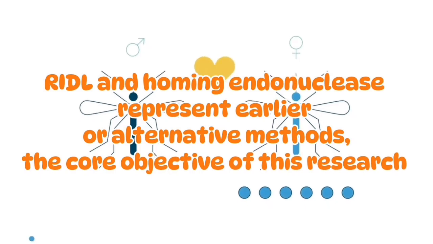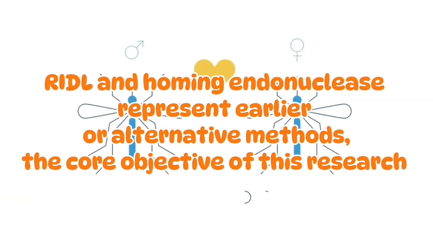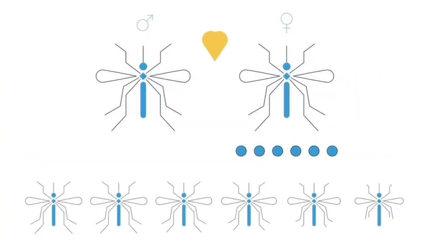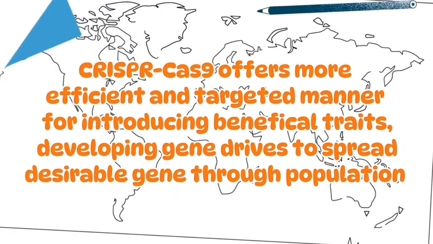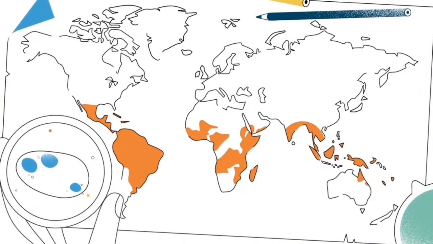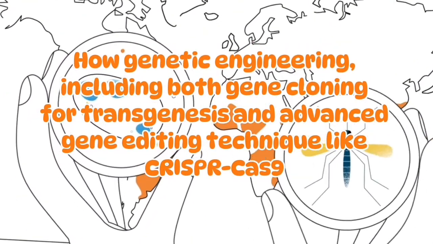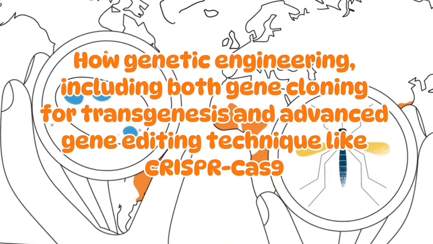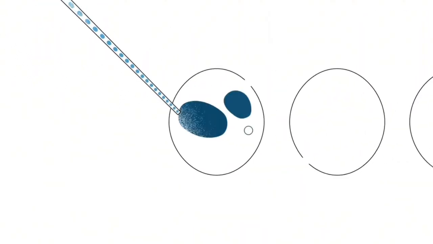While RIDL or homing endonuclease represent alternative methods, the core objective of the research is altering mosquito genetics to control disease. This is precisely what CRISPR Cas9 offers in a more efficient and targeted manner, for disabling genes through populations or enhancing intrinsic resistance to viruses. Therefore, this case study serves as a foundational example of how genetic engineering, including both gene cloning for transgenesis and advanced gene editing techniques like CRISPR Cas9, is being leveraged to address critical public health challenges.